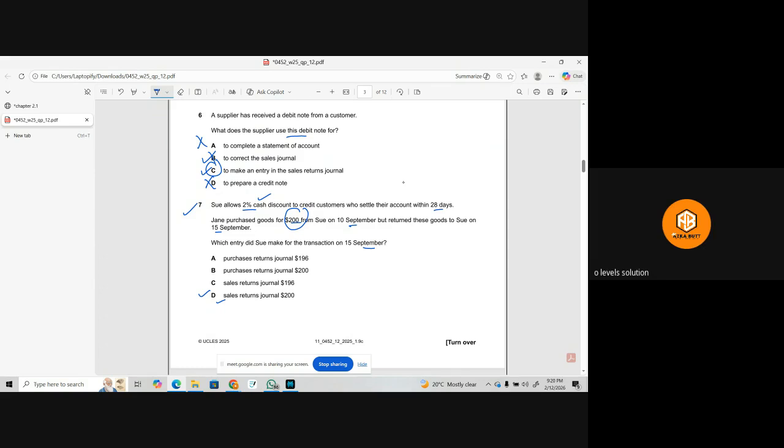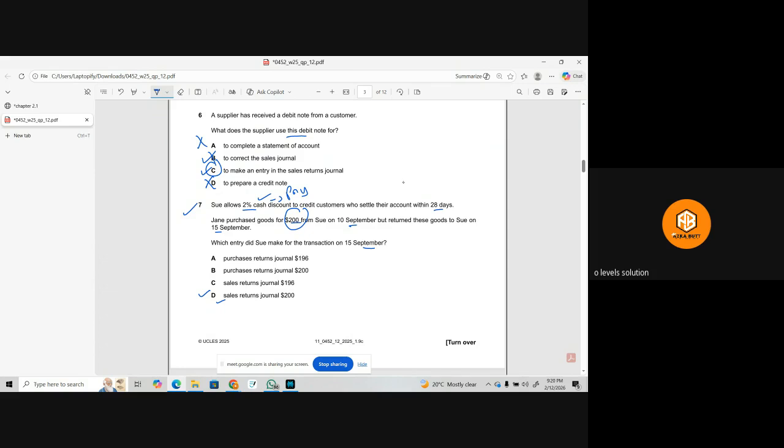Even after 5 days later, but not with the 28 days. Now, basically, the cash discount you will receive whenever you will pay the amount. It's not like if you're returning something, you will get the discount at that time. Cash discount you will receive whenever you are paying something. She did not pay anything. She just returned the goods.